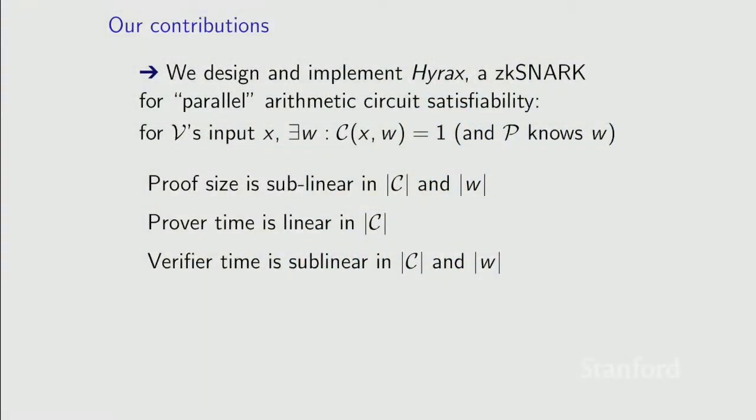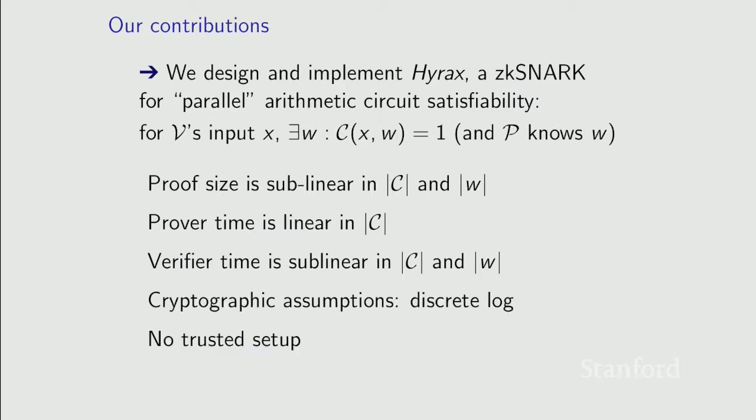Now, in terms of the 5 costs we just saw, Hyrax has proofs that are concretely and asymptotically small, and the prover is concretely fast and asymptotically optimal. The verifier is also fast, and it's slightly work-saving, which is to say, for big enough circuits, the verifier has to do less work to check the proof than it would have to sort of check the witness itself. And finally, Hyrax relies on the discrete log assumption, and it needs no trusted setup.